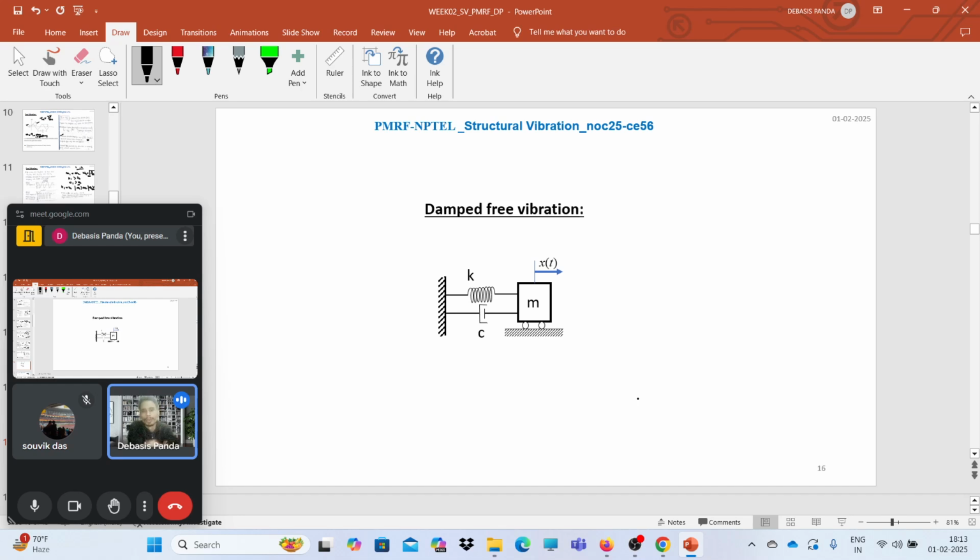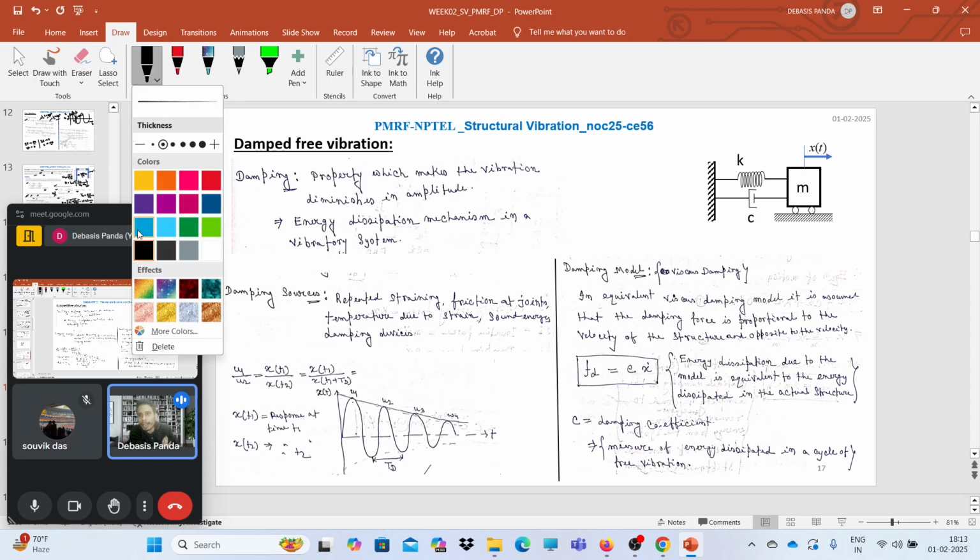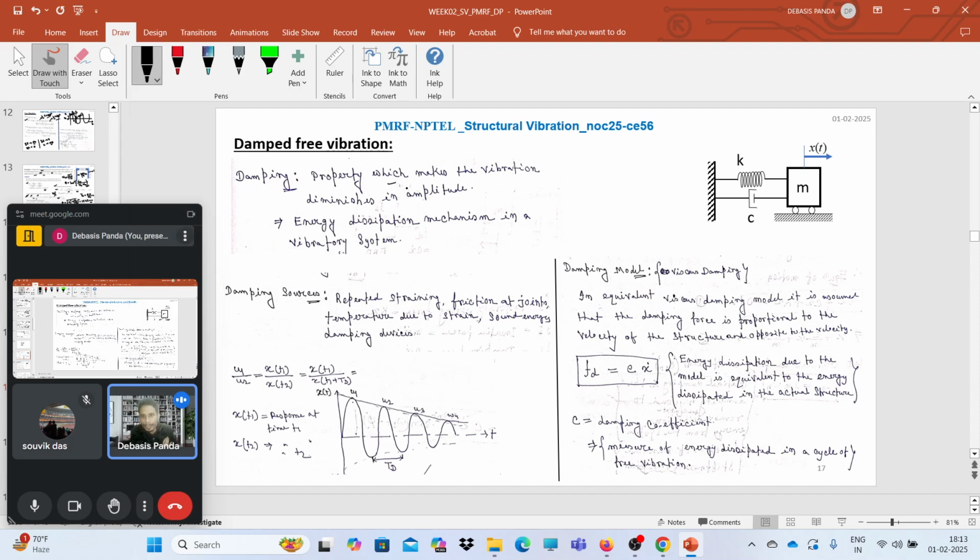For the damped cases, we will see how this amplitude of vibration diminishes and how to counter it. So now we will go through the damped free vibration, which means damping is present. Already we have discussed the damping phenomena. We can define damping as a property which makes the vibration diminish its amplitude, or it is the energy dissipation mechanism in a vibrating system.